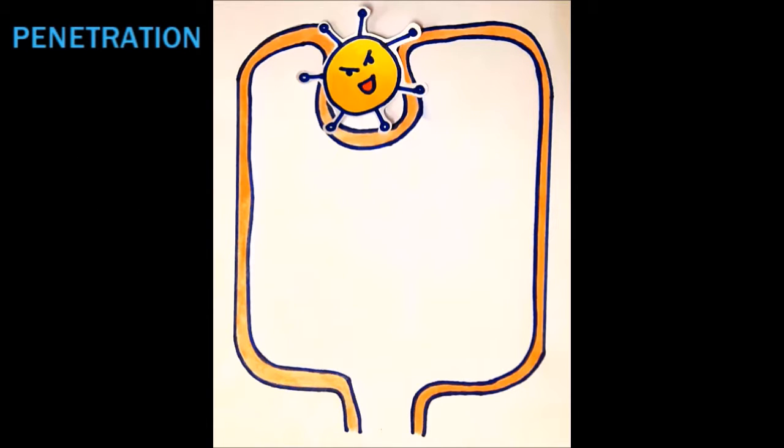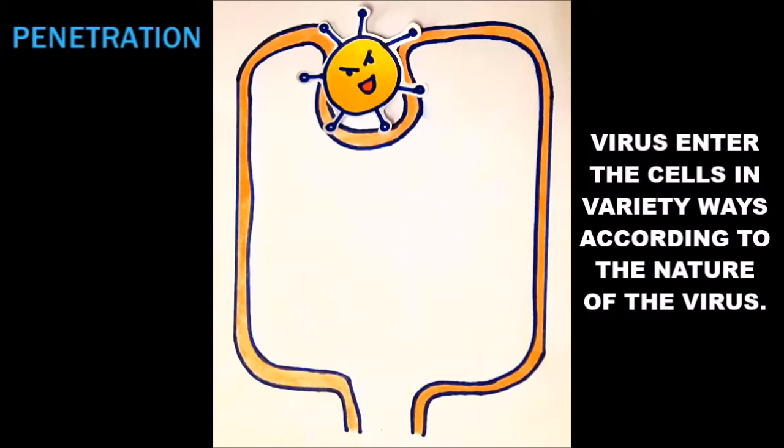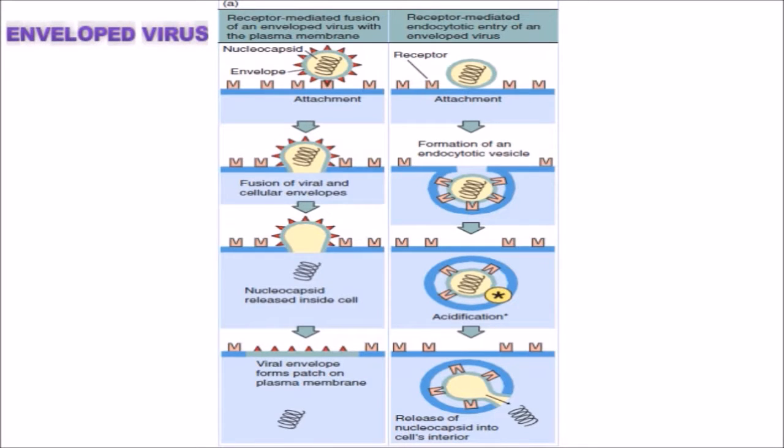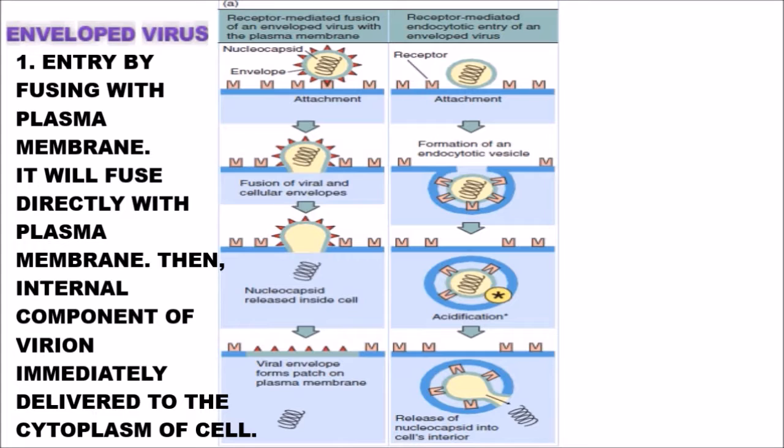The second step is penetration. The virus will enter the cell in a variety of ways according to the nature of the virus. For the enveloped virus, there are two mechanisms. First, entry by fusing with the plasma membrane. The virus will fuse directly with the plasma membrane, and the internal components of the virion are immediately delivered to the cytoplasm of the cell.